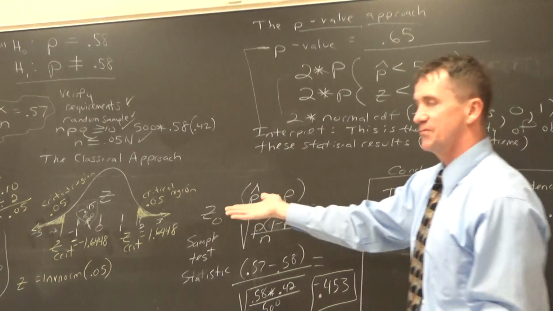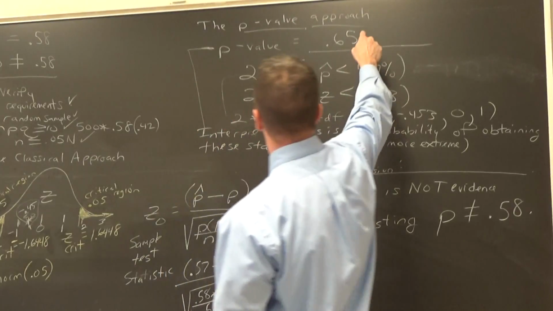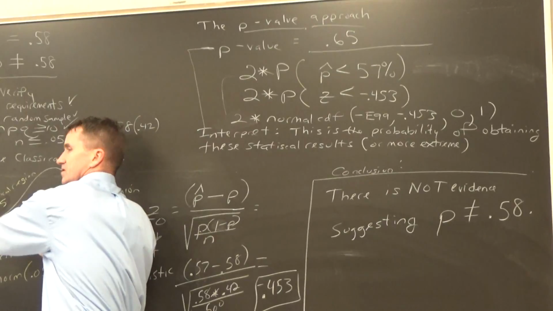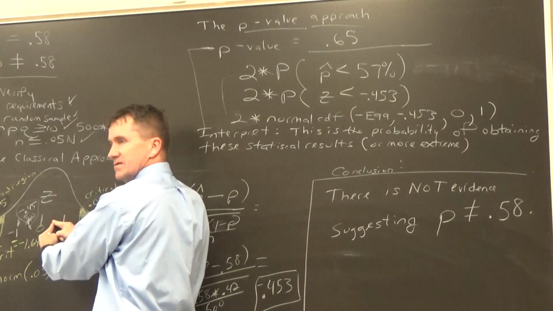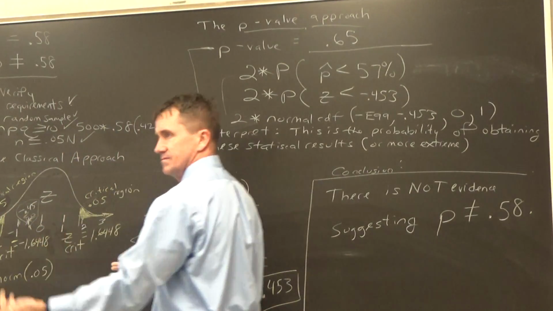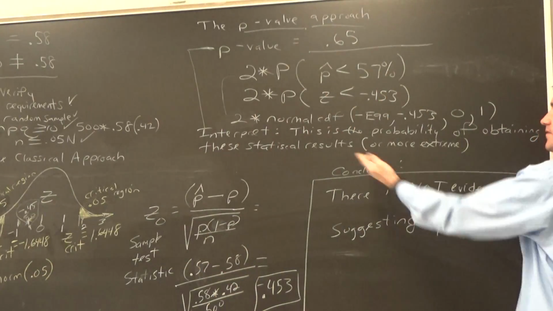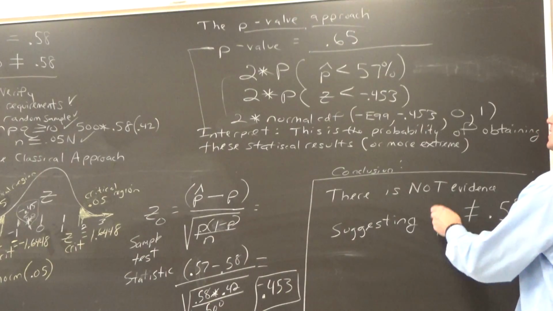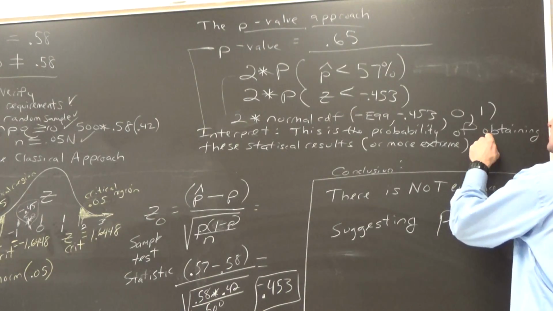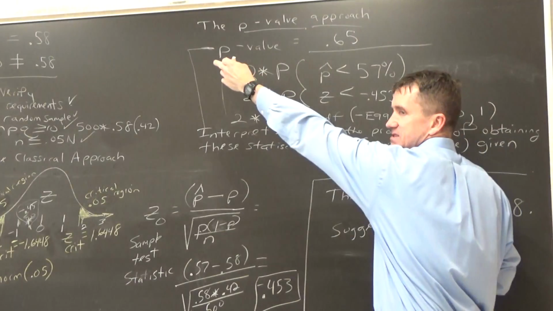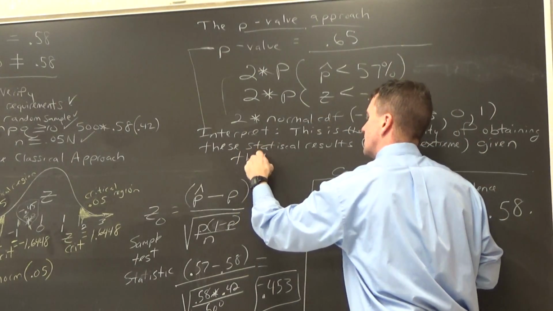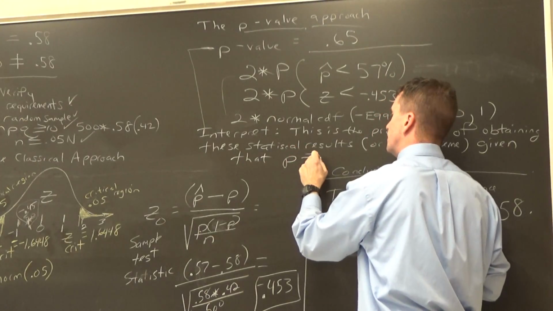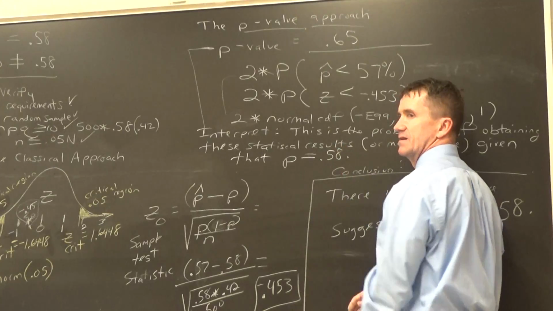It's more than 50% of this curve shaded, 65%. That's what's getting shaded here. It's like from that number shaded over, plus from this location, reflecting it. But this is the probability of getting these statistical results, or more extreme, and then I say, given what? Based on, what's the status quo? Given that rho equals 0.58. It's based on that. Given that that's true.